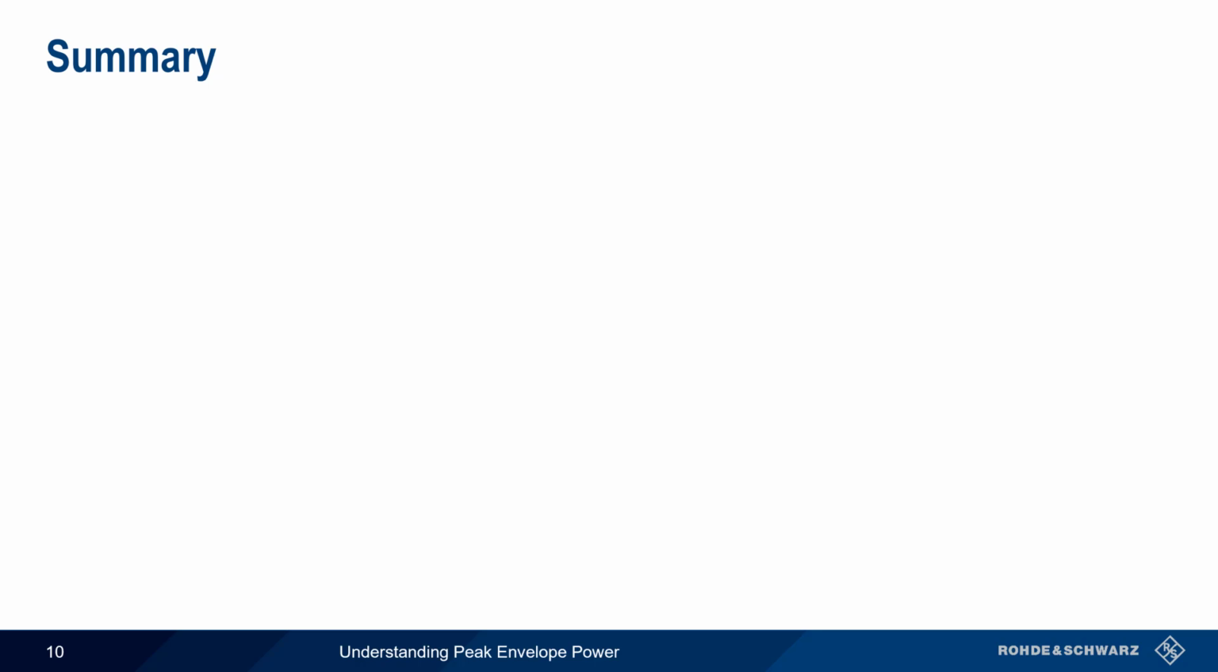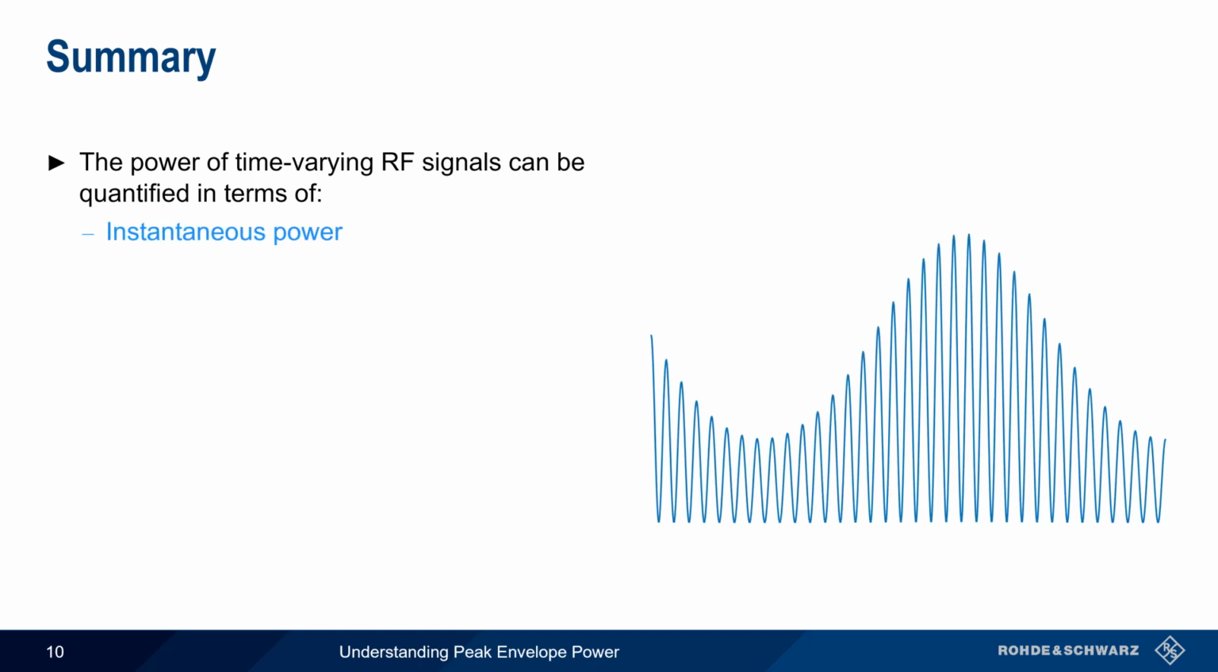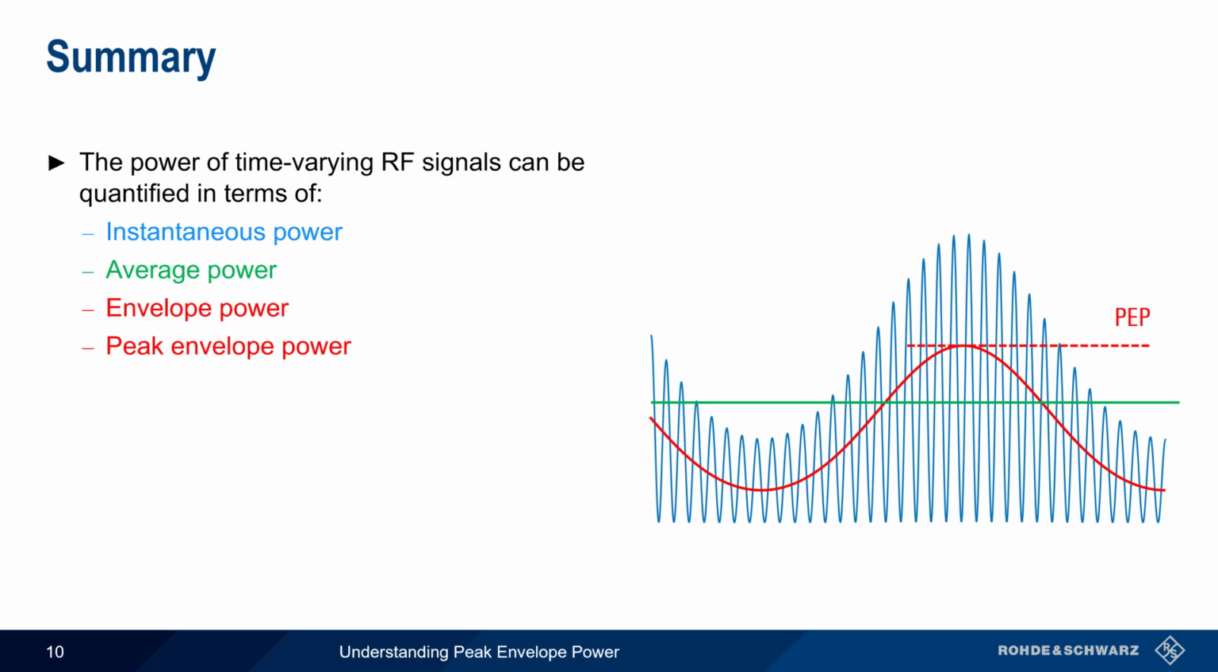Let's end with a brief summary. The power of time-varying RF signals can be quantified in four main ways: the instantaneous power of the carrier, the average power over a defined measurement time, the envelope power, which is the average power for each individual carrier cycle, and the peak envelope power, which is the peak of this envelope.